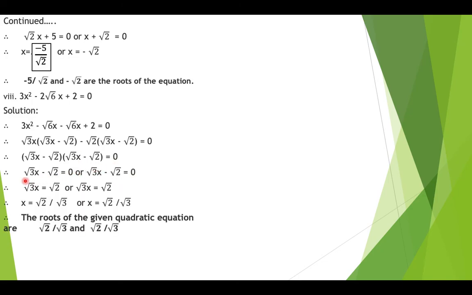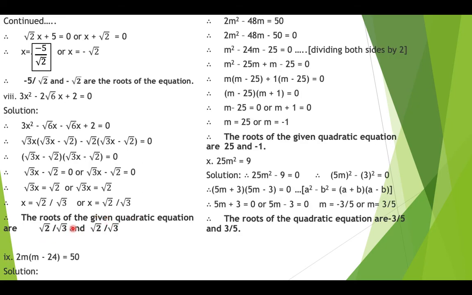So the answer that we are getting is root 3x minus root 2 is equal to 0 or root 3x minus root 2 is equal to 0. So rearranging this, we get x is equal to root 2 by root 3 or x is equal to root 2 by root 3. Therefore the roots of the quadratic equation are root 2 by root 3 and root 2 by root 3. Now the ninth sum you can just observe and go through it. 9th and 10th sum. 10th sum is also simple.